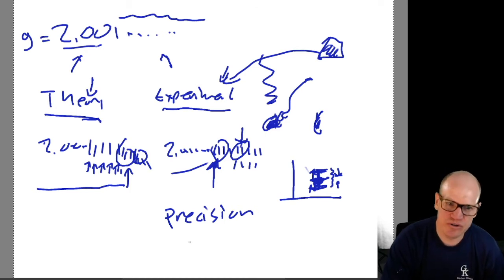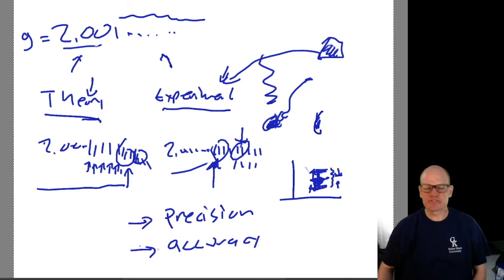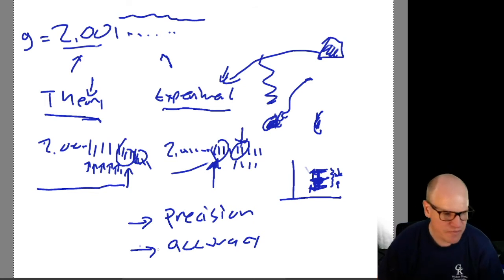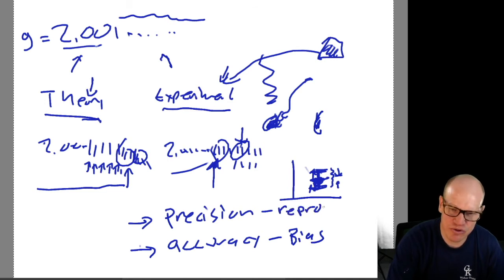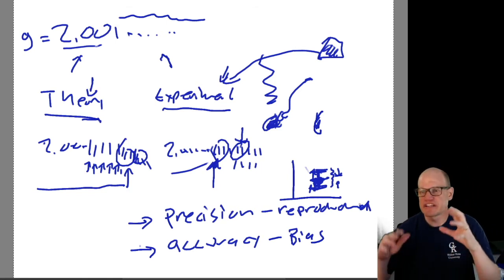Eventually, you run into another issue that you have to confront, and that is the accuracy. These two things are not the same. Accuracy and precision are very much different from each other. The accuracy is related to bias, and the precision is related to reproducibility, reproduction. Okay, so reproduction meaning, can you reproduce your measurement?